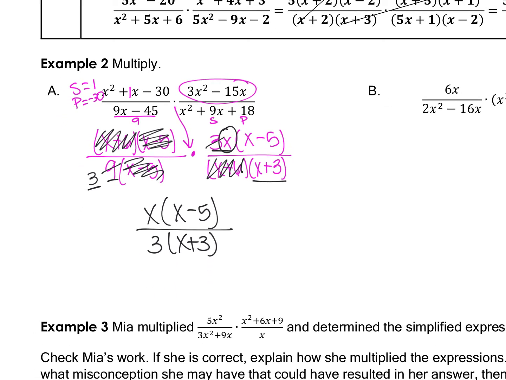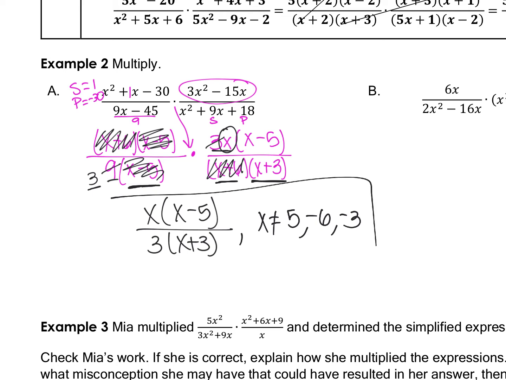Now, looking at your denominators, you have two denominators this time. So make sure you're looking at your denominators. This one would cause it to be 5. This one would be negative 6. And this one would be negative 3. So make sure you're looking at those values to see what would cause it to be undefined, which is a 0 in the denominator. So there's my simplified rational expression.